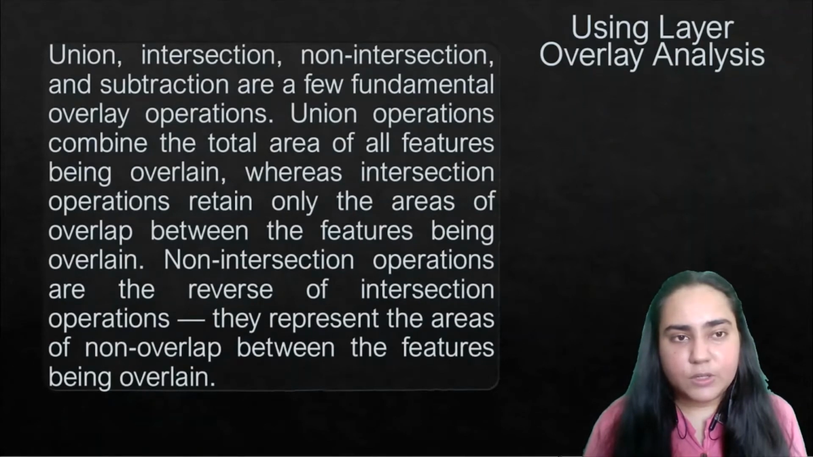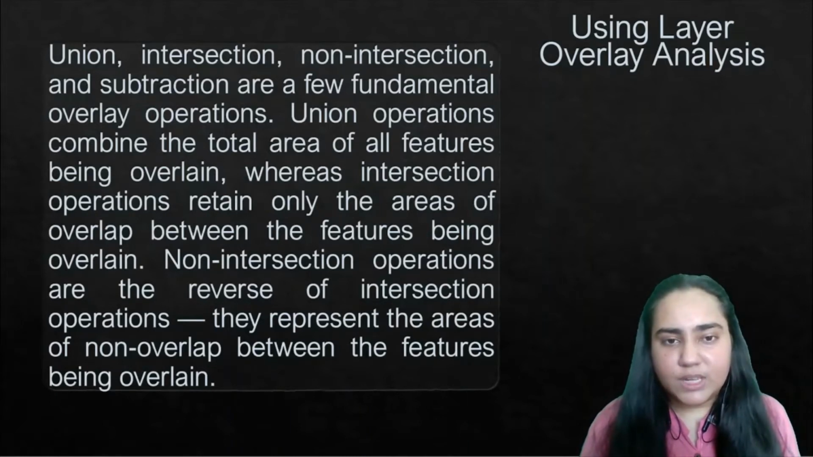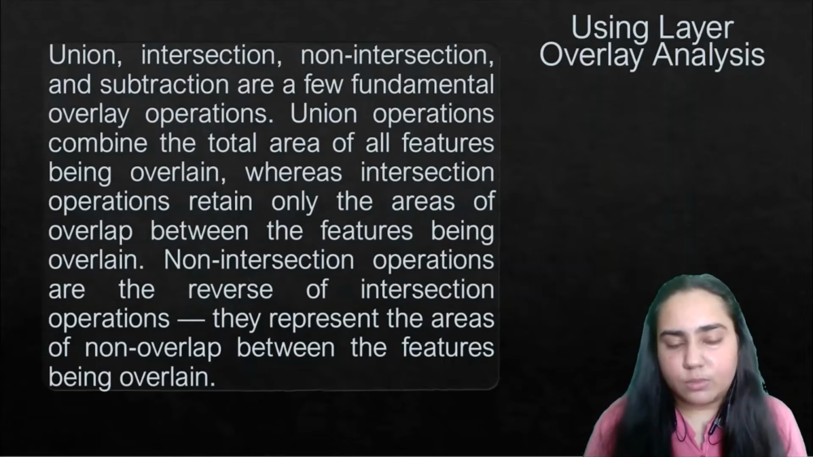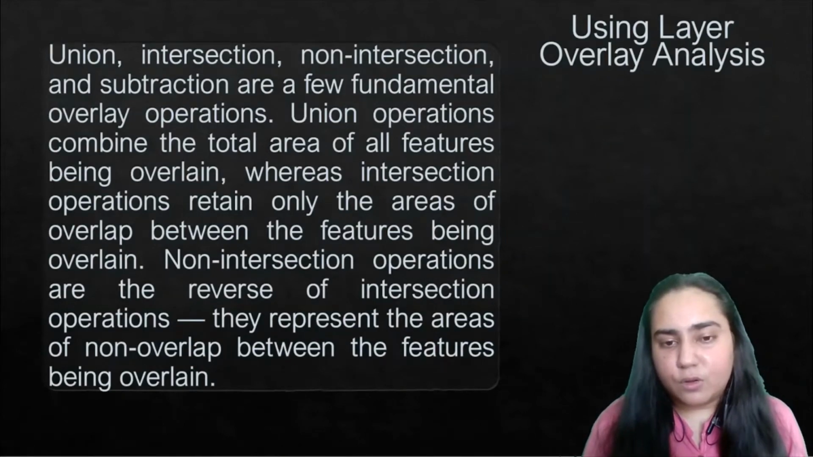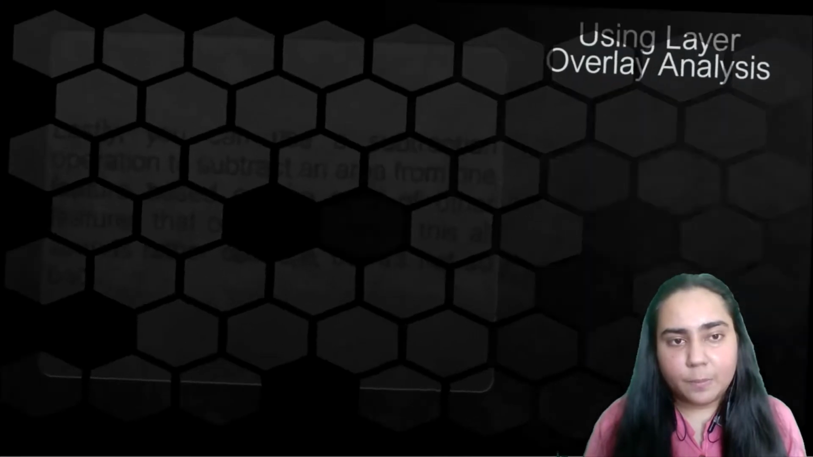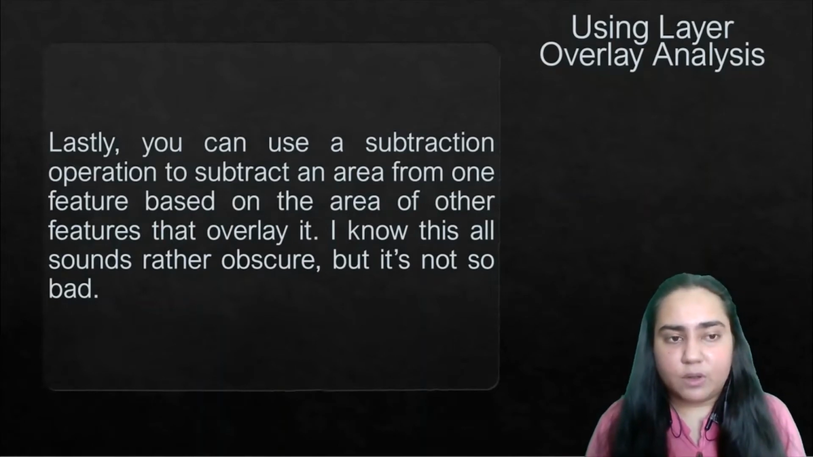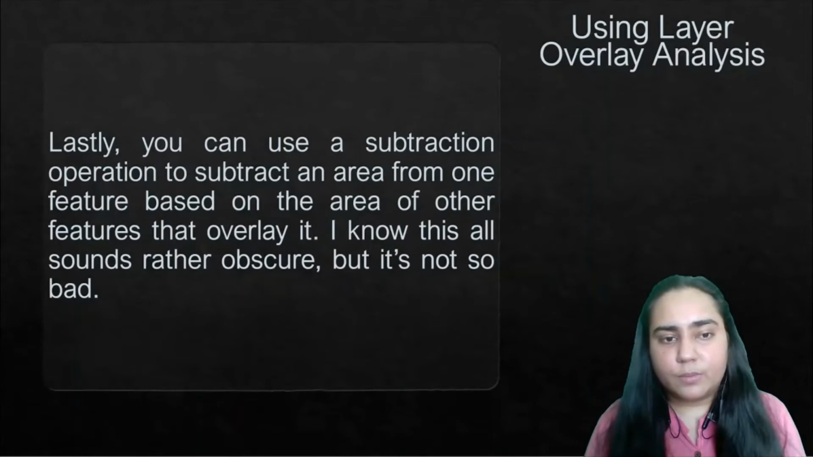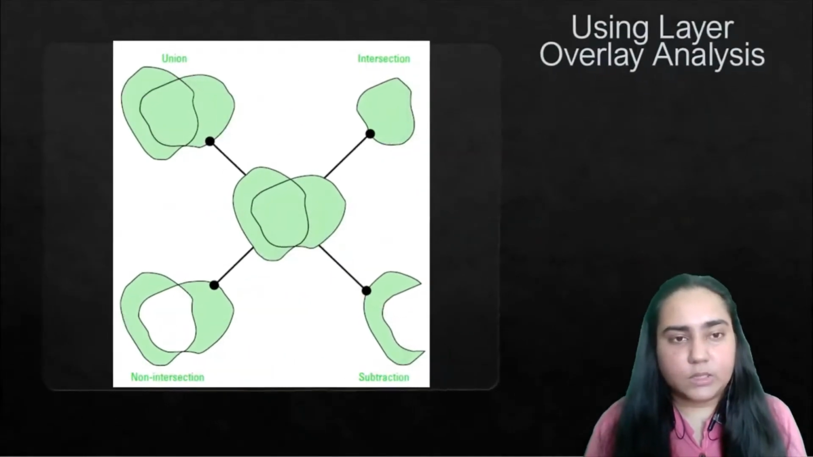So union, intersection, non-intersection, and subtraction are a few fundamental overlay operations. Union operations, as the name suggests, combine the total area of all features being overlain, whereas intersection would retain only the areas of overlap between the features being overlain. Non-intersection is the reverse of intersection. So they represent areas of non-overlap between the features being overlain. Okay, and lastly, subtraction is used to subtract an area from one feature based on the area of other features that overlay it. So this sounds rather obscure, but it's not so bad, and you'll come to know a bit about it from this diagram right here.